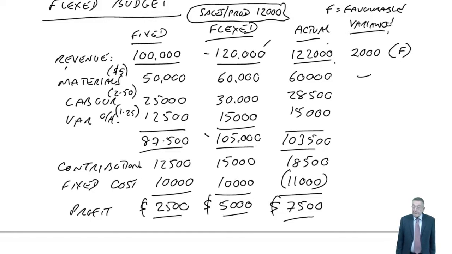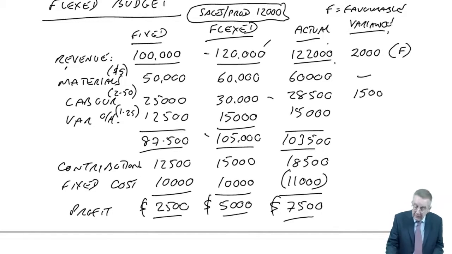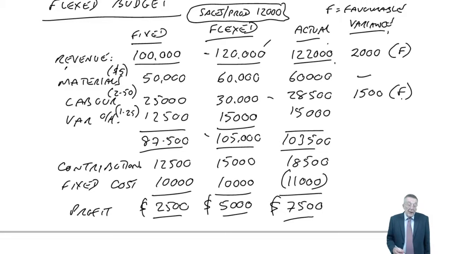What about labour? Spent more than the original budget, but again, you produced more, we expect to spend more. In fact, he spent less. I'd have thought he'd spent 30, you only spent 20. We've saved 1,500. And of course, if we've saved money, that would give us more profit as well. It's favourable. Variable overheads, well, whoever's in charge of them, things have gone perfectly.